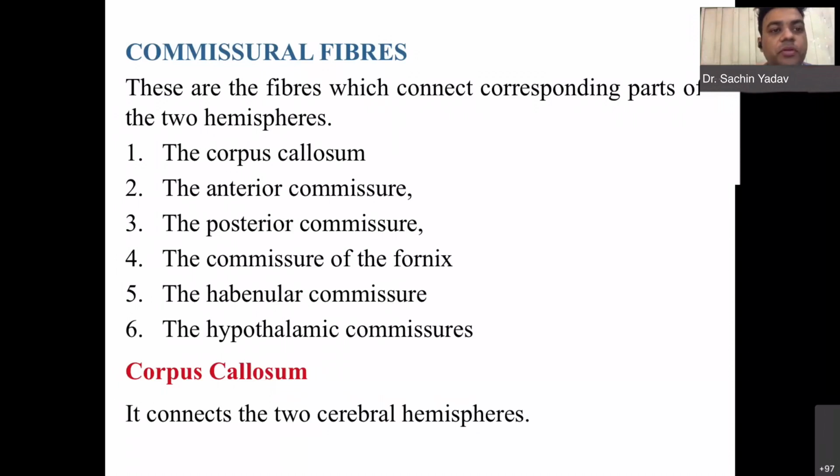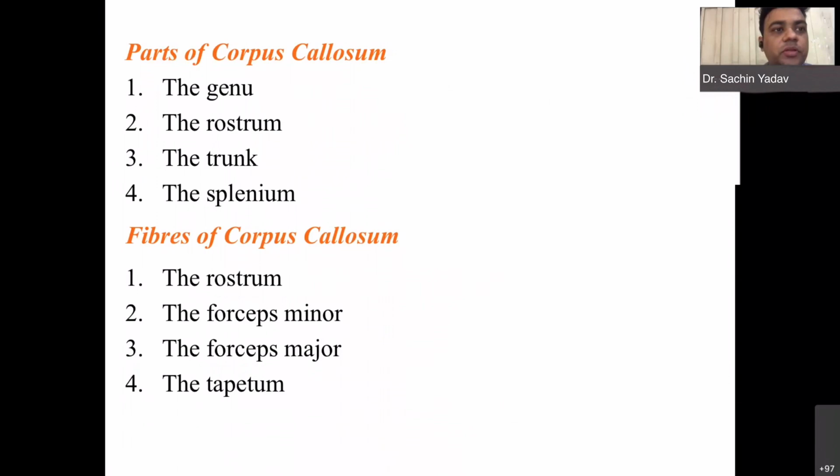So it connects the cerebral hemispheres. We'll see what the parts of the corpus callosum are, from anterior to posterior. The anteriormost is the genu, and it turns downward in a pointed part known as the rostrum, and it turns upward in the form of the trunk, and that trunk posteriorly widens in the form of the splenium. Got it? So first comes the rostrum, then it turns anteriorly and upward in the form of the genu, and the genu continues as the trunk, and then the splenium.